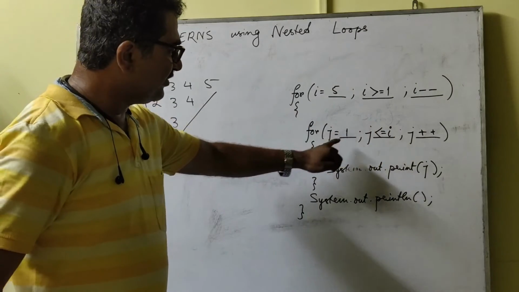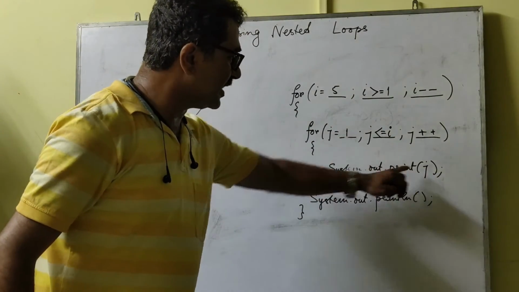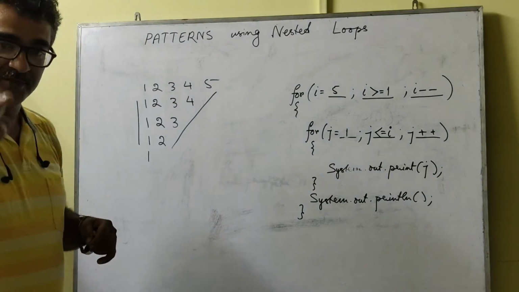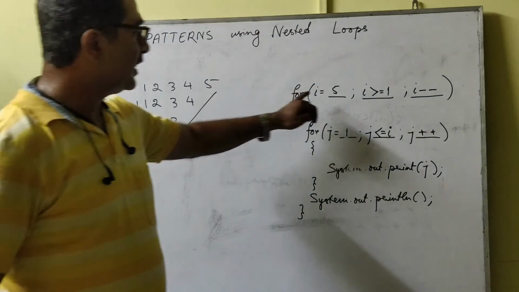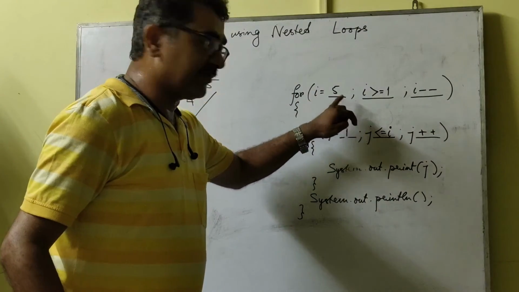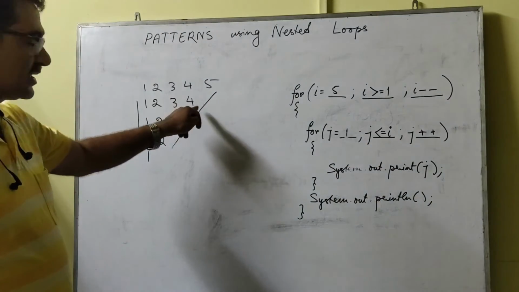You see how it is working? When the value of I is 5, j runs from 1 to 5. Because 1 to I means 1 to 5. So, print j, it's going to print 1, 2, 3, 4, 5. Again, println, bring the cursor to the next line. The next value of I will be definitely 4. And this loop runs from 1 to 4. So, it prints 1, 2, 3, 4. This is what we want.